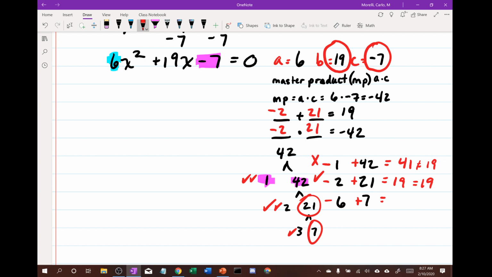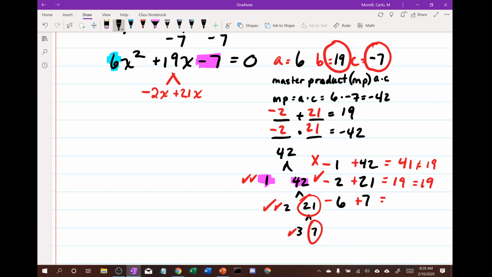But remember, this is factoring by grouping. So we have to split the middle term. We got to split that wig. And we're going to put with the 6x squared minus 2x, and then we'll write plus 21x.